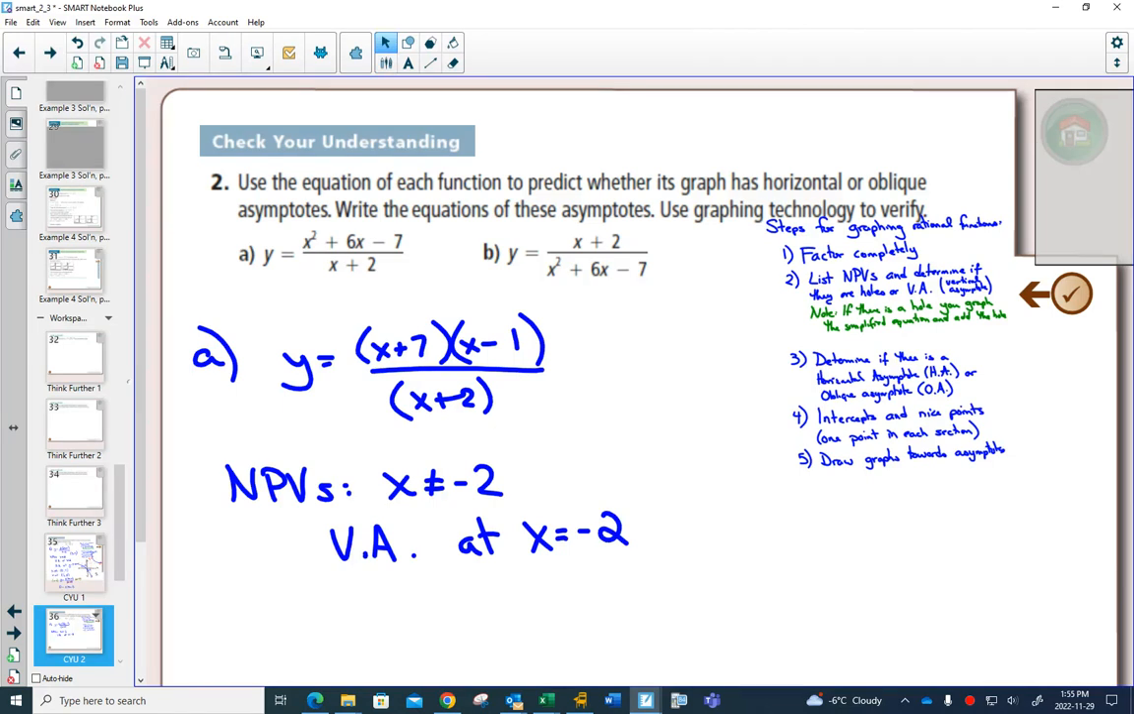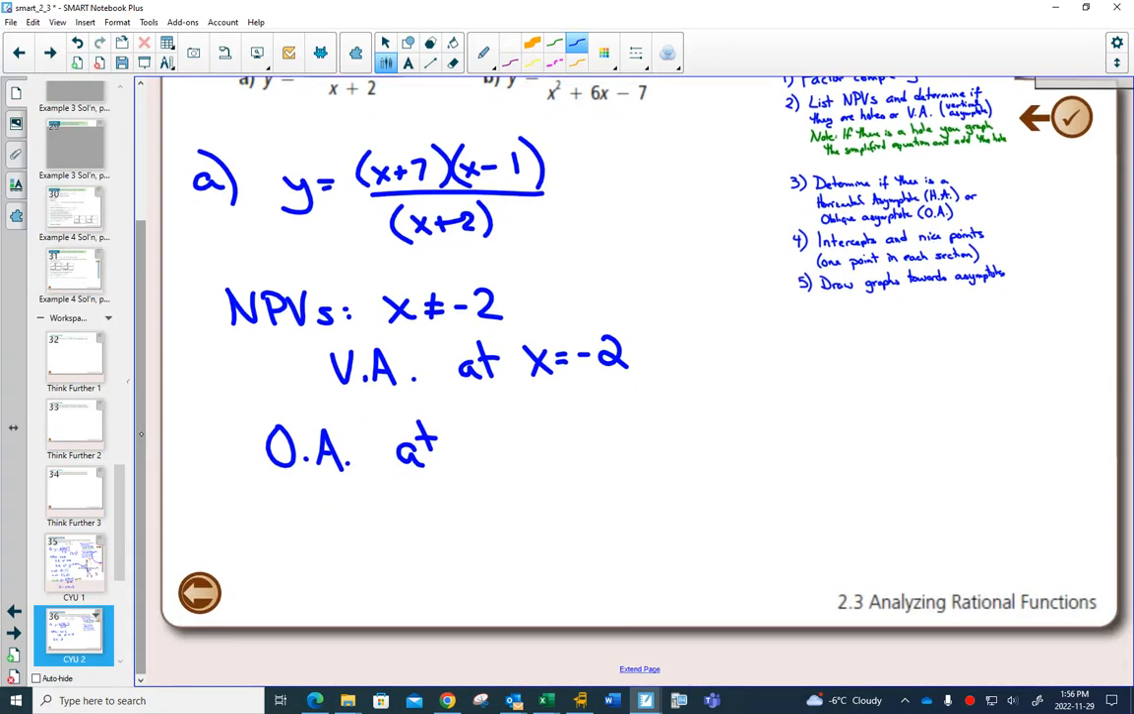So since the degree is bigger on the top than the bottom, can you see you have a parabola on the top, a line on the bottom, and nothing simplified, this is where you have an oblique asymptote. Where is that oblique asymptote? We have to use synthetic division to find it.